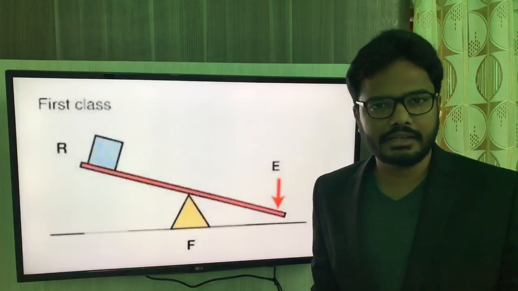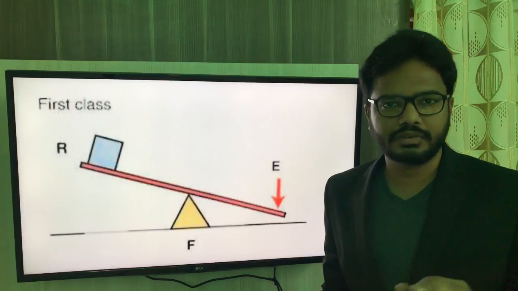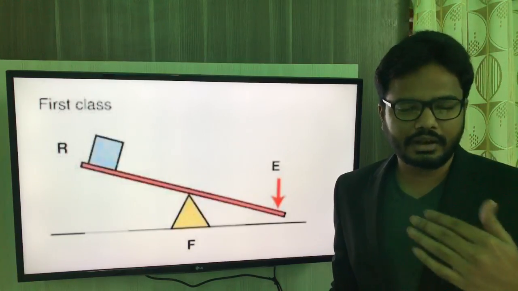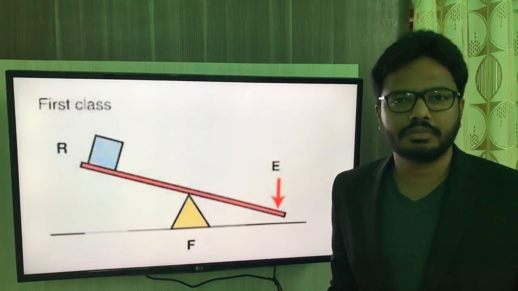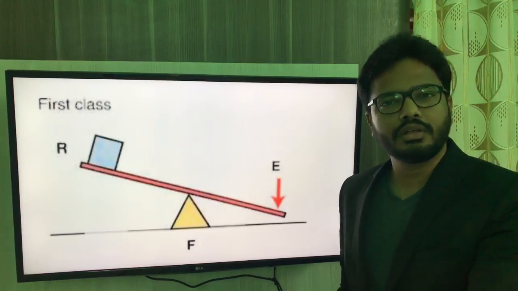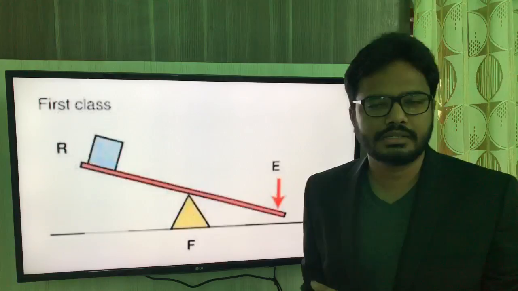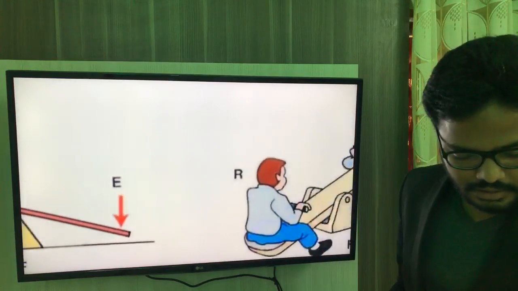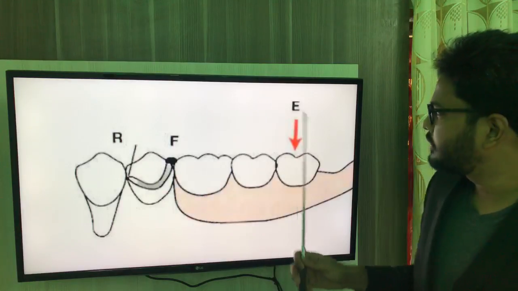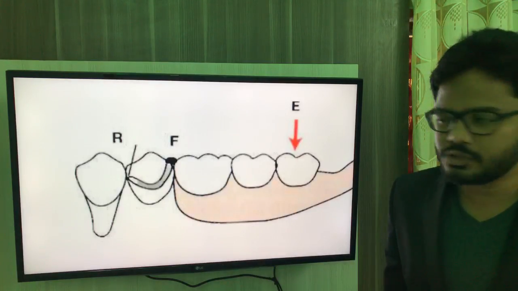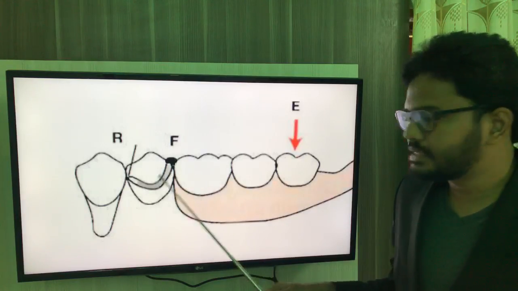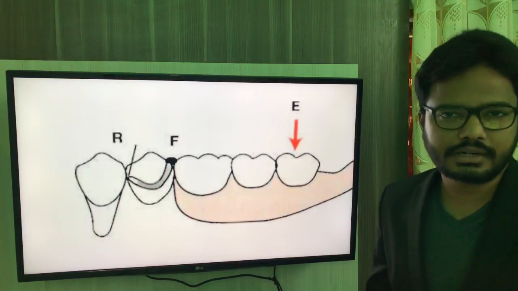I'm intentionally taking some time here because often we get confused with these principles of lever and fulcrum and how to apply them. Once you have clarity in the concept of how each class is, it will be much clearer for you to compare that in an actual case scenario, right? So in this context, fulcrum is represented by the rest, with effort and resistance on either side. So distal extension partial dentures, for example, with a distal occlusal rest, right?